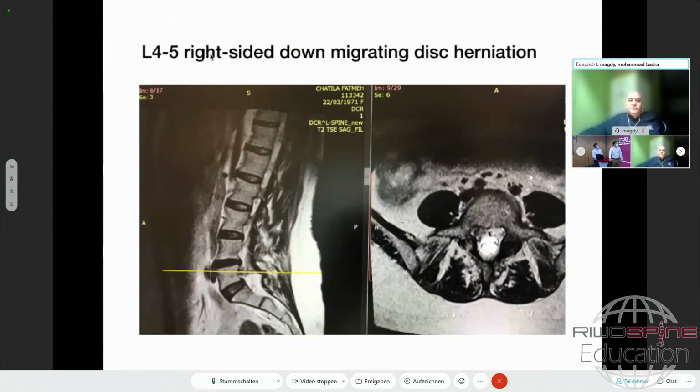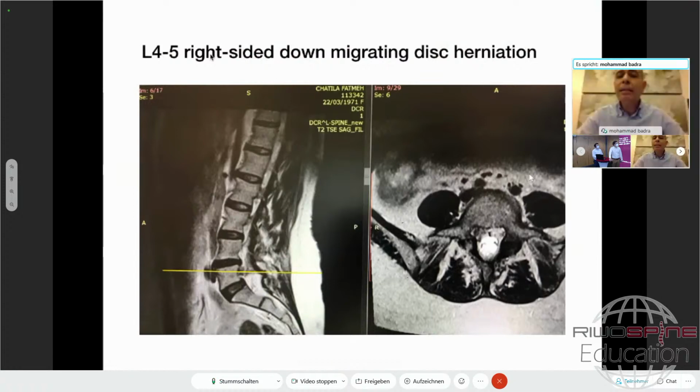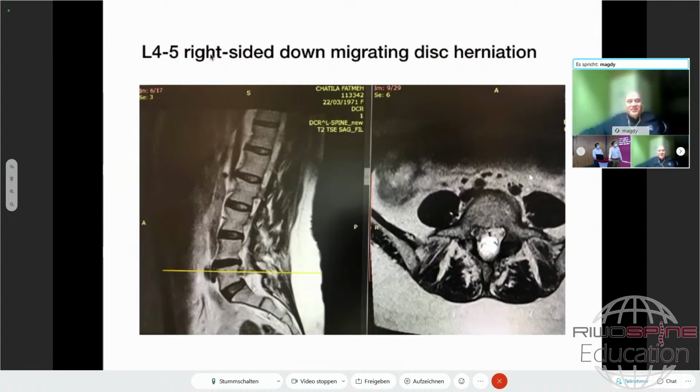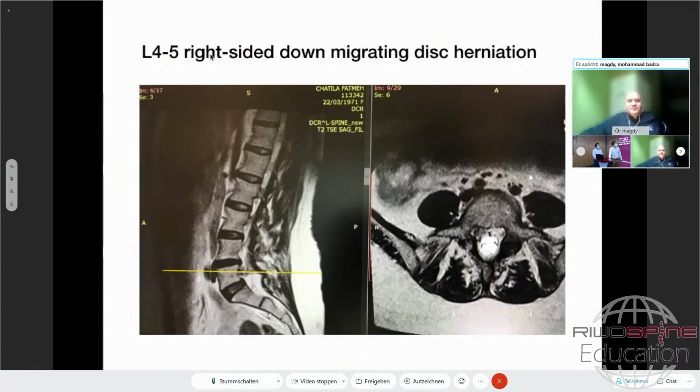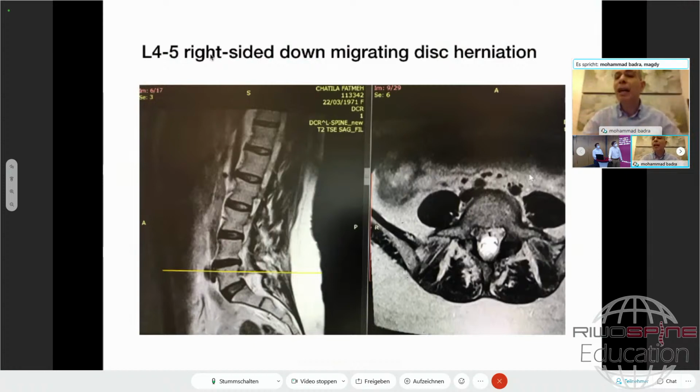What about this case, Magdy? This is a down-migrating disc hernia just behind the pedicle of L5. So how will you do it, Magdy? Is it transforaminal or interlaminar, based on your practice? Down migration, I think interlaminar is safer. Yeah, it's behind the pedicle. This hernia is just behind the pedicle. Some people, as I said, suggested to open a hole in the pedicle to go and remove the herniated disc fragment. And I don't know what's the advantage of this technique.